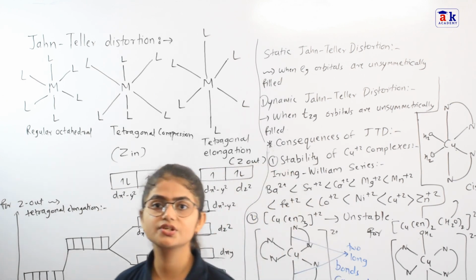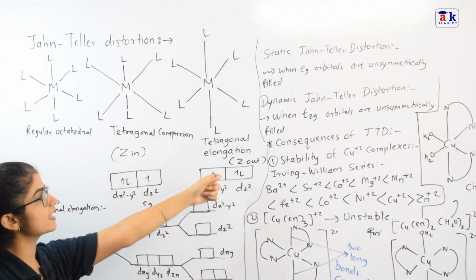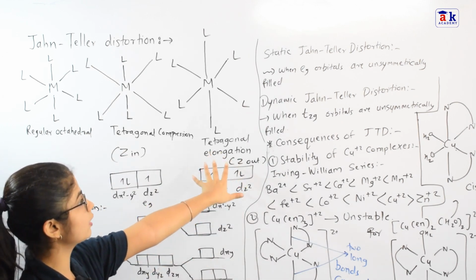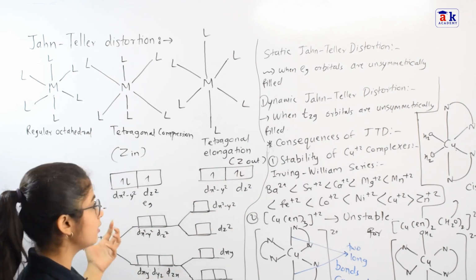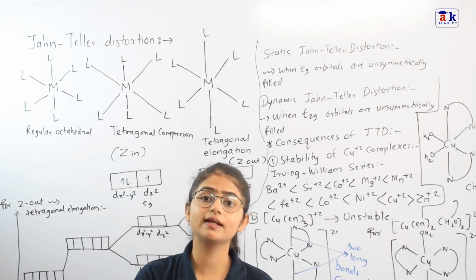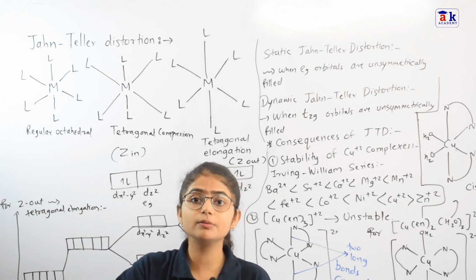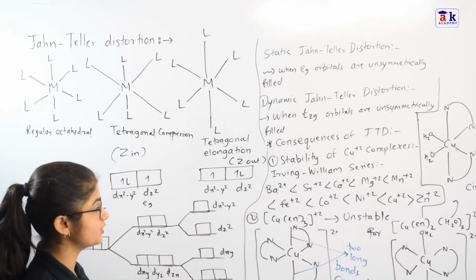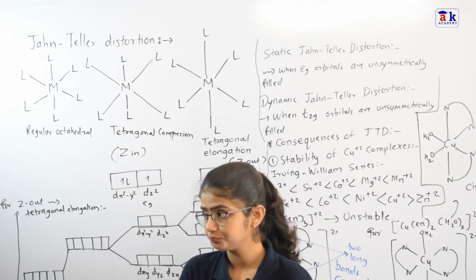Now let us discuss the Z-in and Z-out conditions in detail. Let us first discuss the tetragonal elongation or Z-out condition. As I said, if the eg orbitals are unsymmetrically filled, the distortion will be to a greater extent.